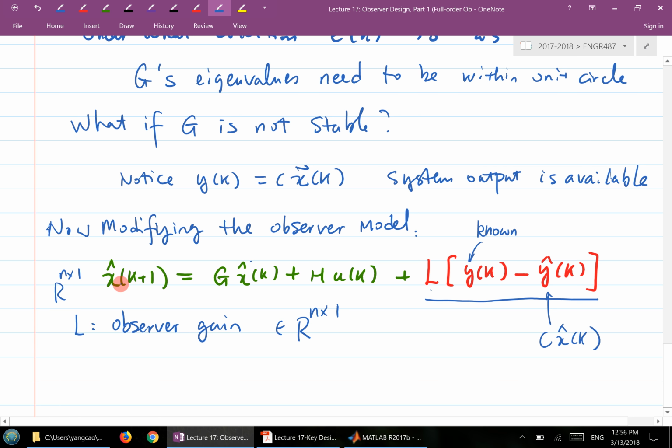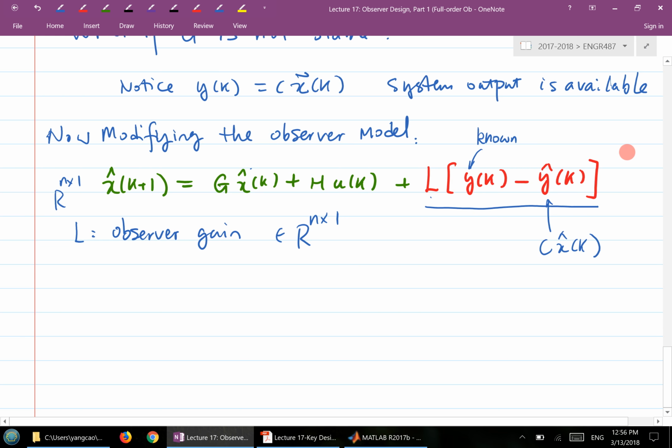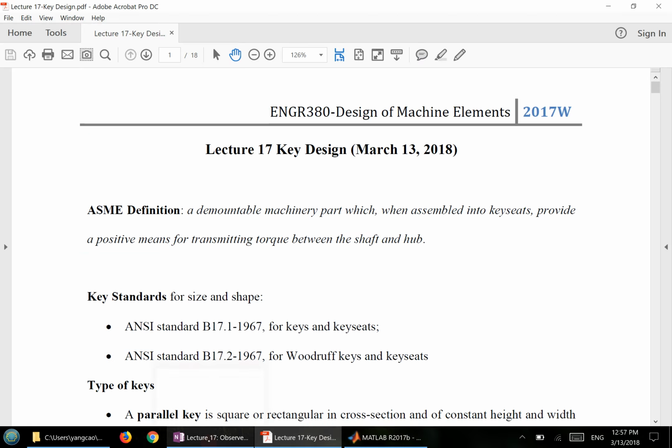Everything else is based on this modified observer. This is essentially called a Luenberger type of observer. Let's look at this observer now. I'm going to rewrite it a little bit.